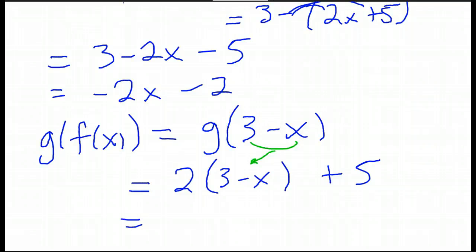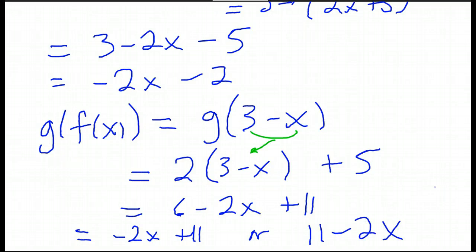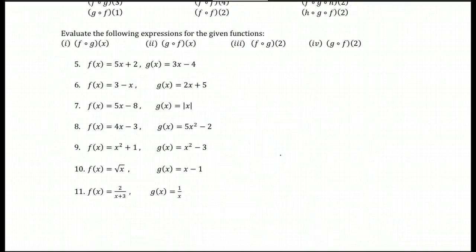Now we're going to distribute the 2 through, and we get 6 minus 2x plus, that's supposed to be a 5 there. That's my fault. Okay, so I'm just anticipating the answer there a little bit. So it's really 6 minus 2x plus 5, which is 11. So our final answer is negative 2x plus 11, or 11 minus 2x.